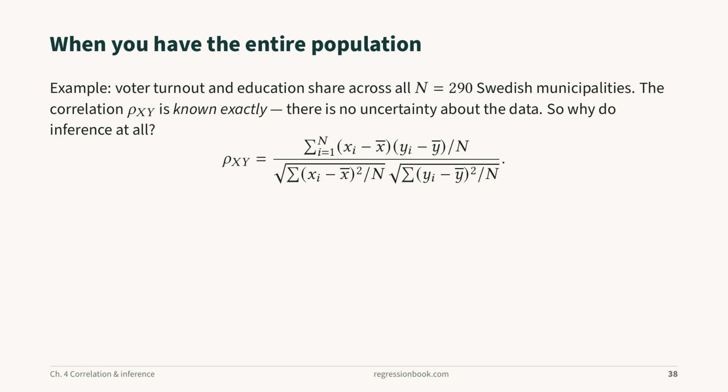But suppose you observe the entire population, voter turnout and education share across all 290 Swedish municipalities. The correlation is then known exactly. The formula on the page just computes it, dividing by the population count. There is no uncertainty about the data at all, so why would anyone attach a confidence interval? The next page gives the argument.